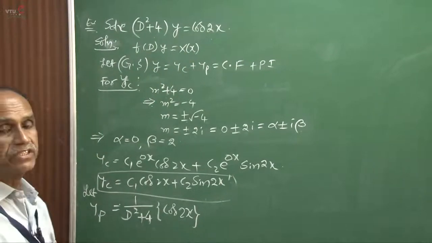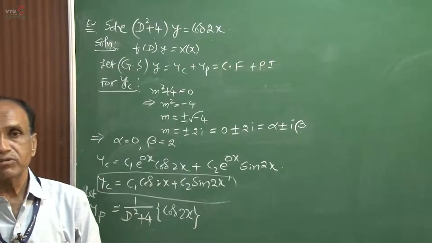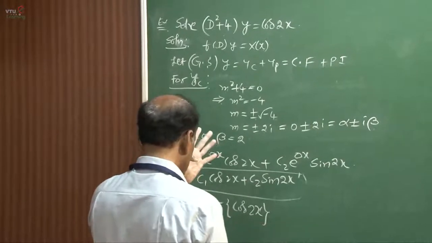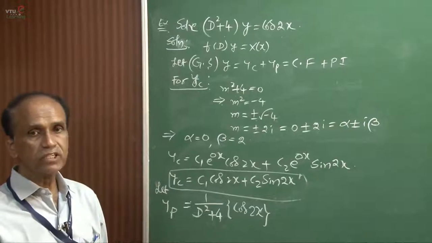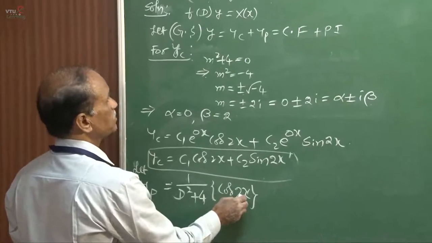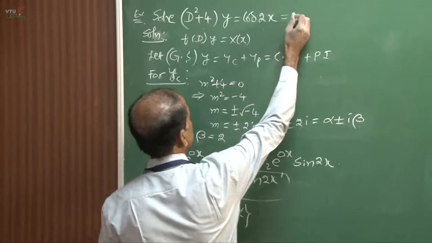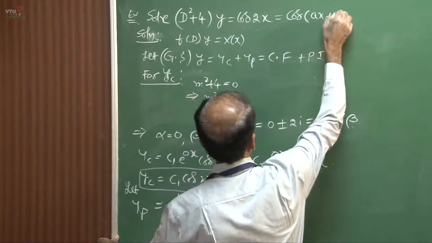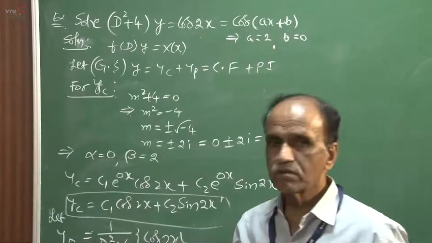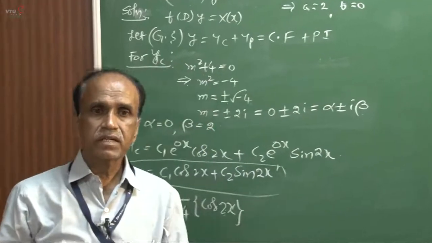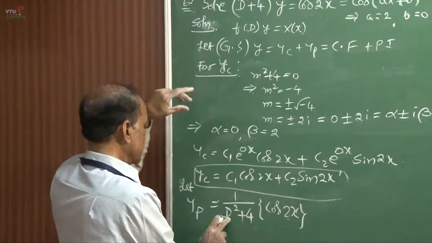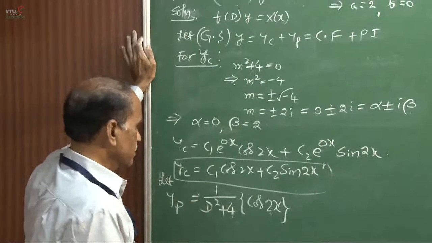Now, what is the condition here according to rule number 3? You have to replace D square by minus a square, provided the denominator is not leading to 0. Here the function can be taken as cos of ax plus b, which indicates a is equal to 2 and b is equal to 0. So you can compare the theoretical assumption with the constants, that is a equals something and b equals something, which has to be substituted in place of D square.